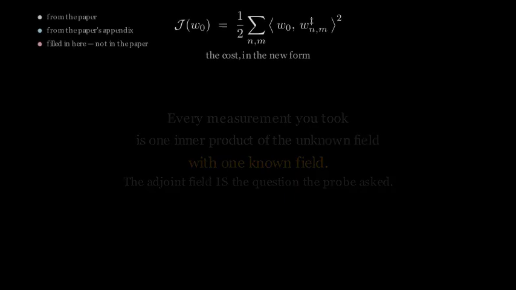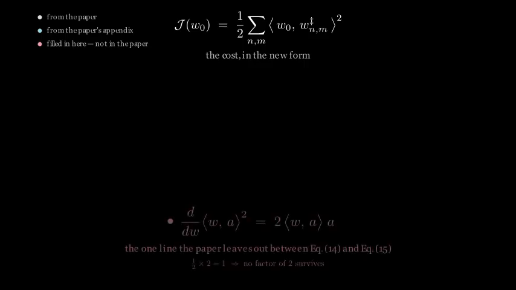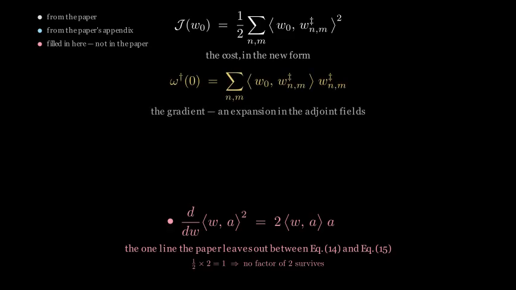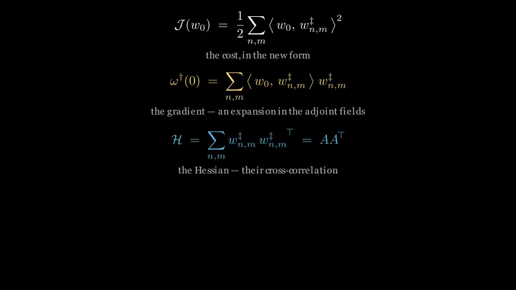But there's one line the paper does not write, and it is the line people stall on. The derivative of a squared inner product with respect to the field gives you back twice the inner product times the other field. That is all. Apply it term by term, and the gradient is a weighted sum of the adjoint fields themselves. Differentiate a second time, and the Hessian is their cross-correlation, the matrix of adjoint fields times its own transpose. That is the machinery. Now watch what it tells you.